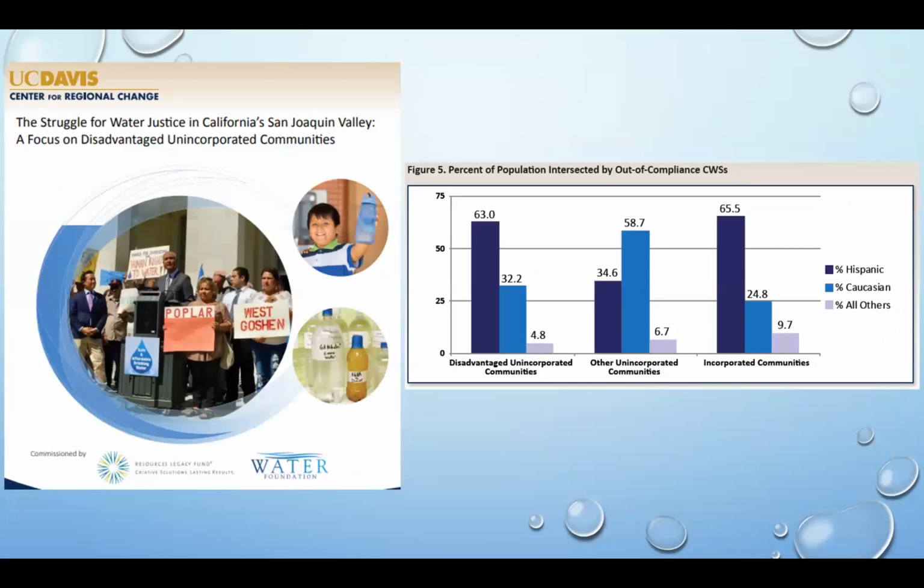And just some of these disparities with the disadvantaged and unincorporated communities, looking at some of the racial differences: you see the percent of populations intersected by out-of-compliance community water systems is a higher percent Hispanic than white populations, and even in incorporated communities, out of compliance is higher.